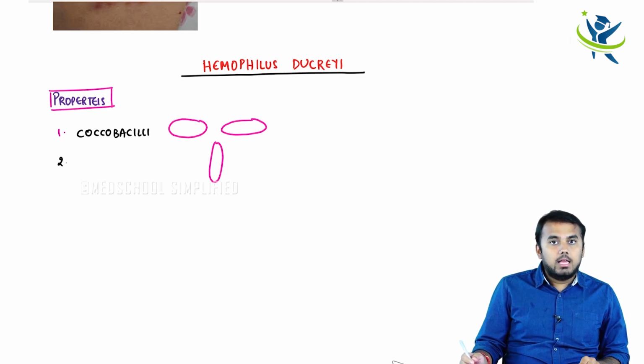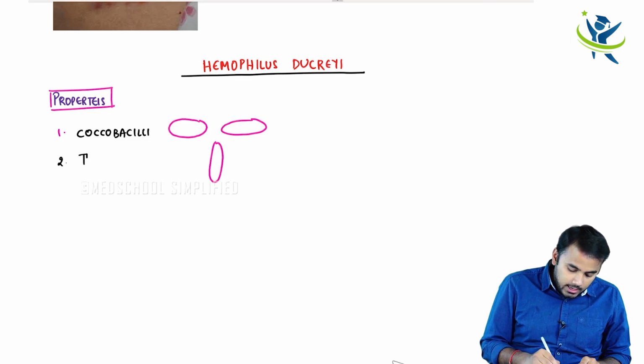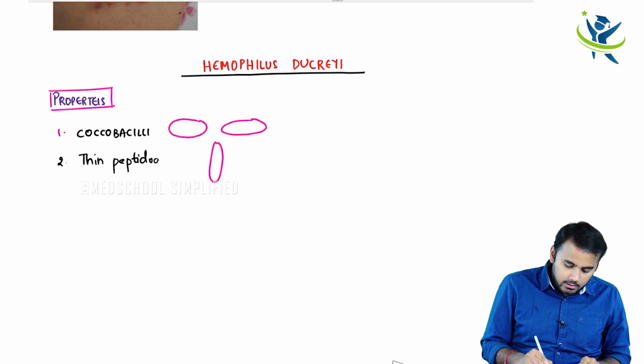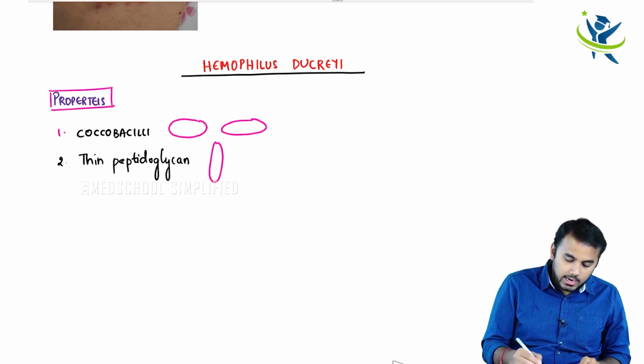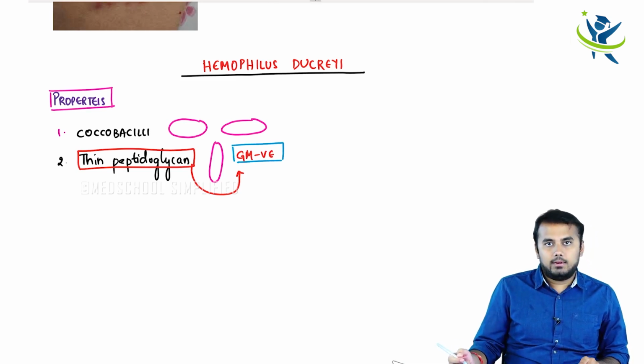The second important thing you have to discuss is whether this is a gram positive or a gram negative bacteria. Again I am telling you, those bacteria which have a thick peptidoglycan layer are called gram positive bacteria, and those which have a thin peptidoglycan layer are called gram negative bacteria. This bacteria has a thin peptidoglycan layer. As a result of this thin peptidoglycan layer, I call this bacteria gram negative bacteria.